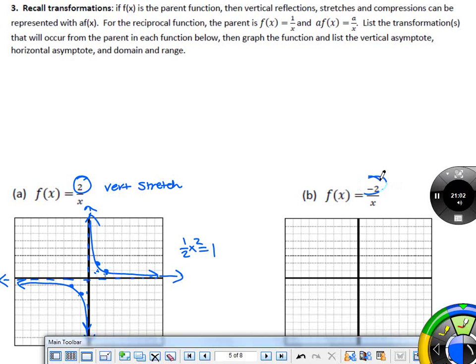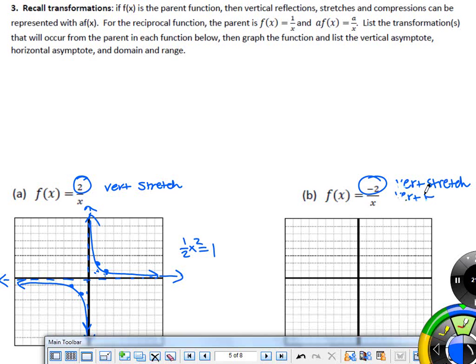This graph has 2 transformations from the parent function. One is the same as what we just did. It still has the vertical stretch of 2. What about the negative? Good. So it's going to be a vertical reflection. Again, no shifting here, so asymptotes from the parent function will stay in the same place because we're not moving left or right or up or down.